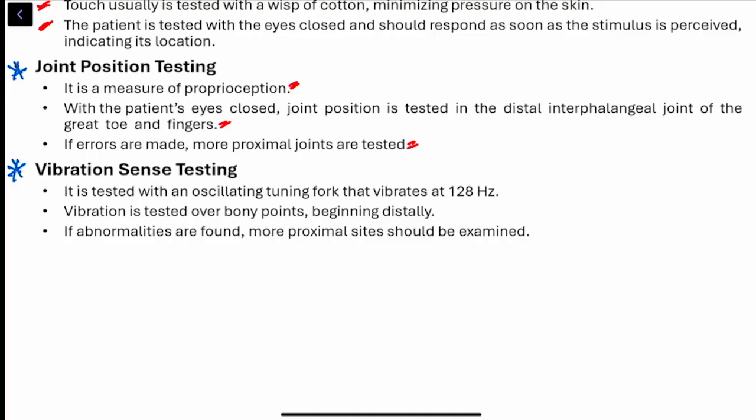If he is making an error, telling you the wrong direction again and again, it means his joint position sense is gone. Then you will test the more proximal joint, to see the extent to which this joint position sense has gone.